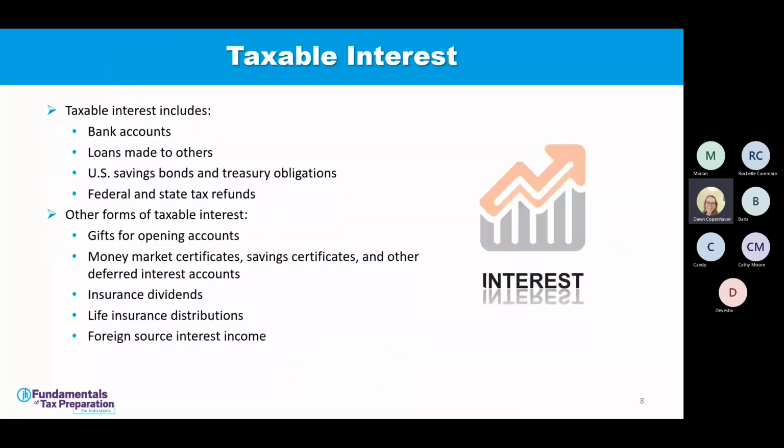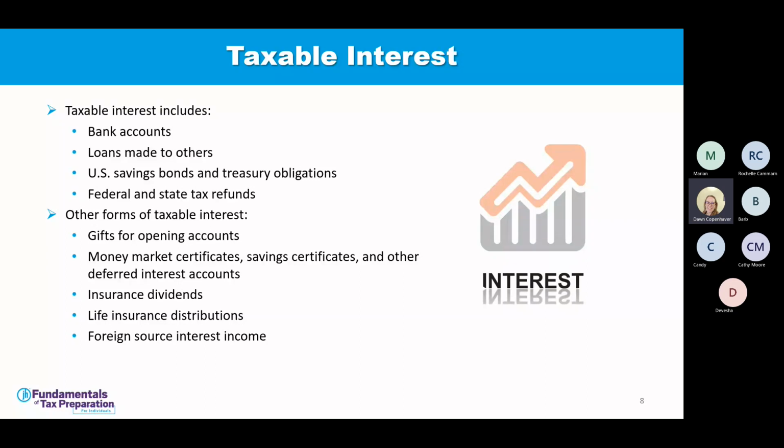Okay, so I said that there were other ways to get taxable interest than just your bank account. If you lend your brother money to start a company, so he can be self-employed, any payments he pays you that are above the principal, that's interest, and you'll have to claim that as taxable interest on your tax return. If you invest in U.S. savings bonds and other treasury obligations, they are interest bearing and that is taxable income. A lot of people were surprised the last couple years when your tax refund is late getting sent back to you.